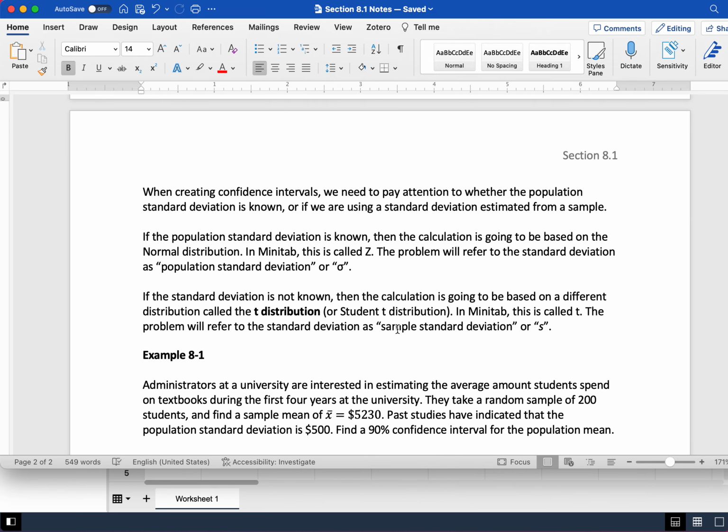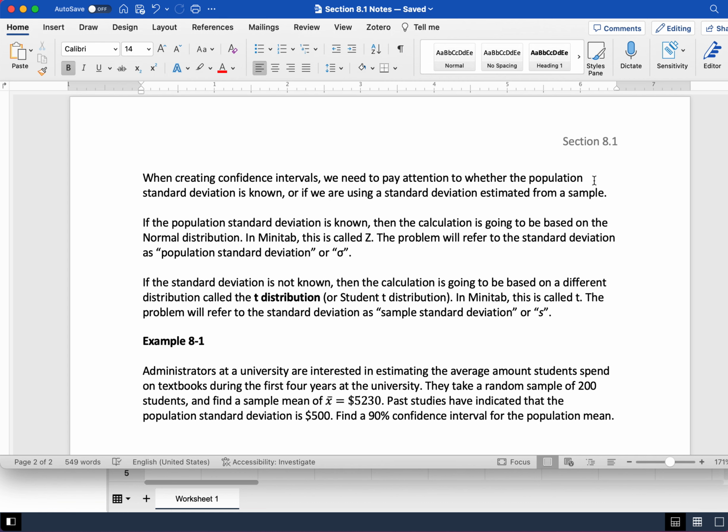Now, this next part is really important when you're actually doing the problems in Minitab. When we create confidence intervals, we need to pay attention to whether the population standard deviation is known, or if we are using a standard deviation estimated from a sample. If the population standard deviation is known, then the calculation is based on the normal distribution, and in Minitab this is called Z. So the problem will refer to the standard deviation as population standard deviation or may use the symbol sigma. If you see population standard deviation or known standard deviation or sigma, that's a clue that you are using Z.